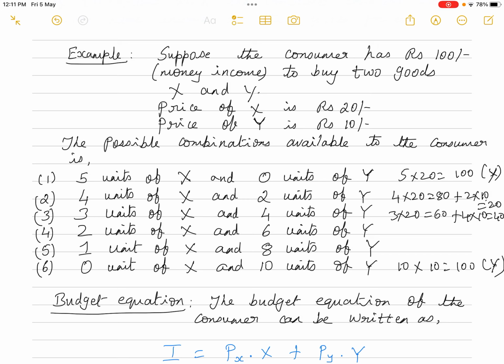Or what he can do, he can purchase 2 units of commodity X. So how much is he spending? 2 into 20, he is spending 40 rupees on commodity X, plus how much is remaining?